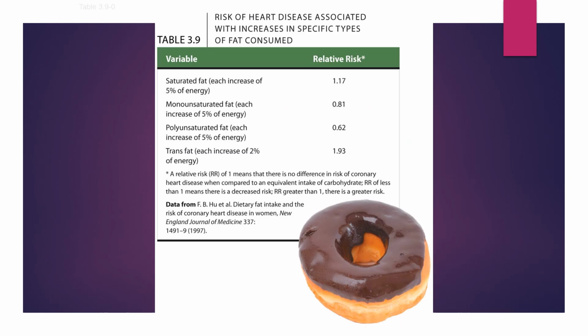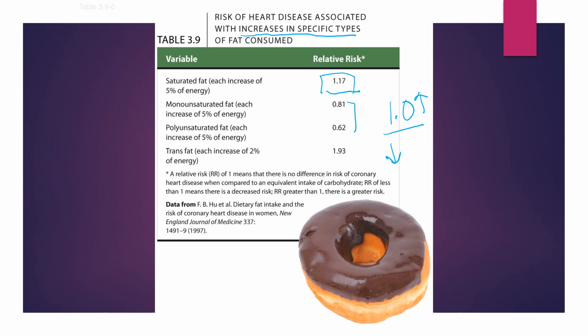And as I mentioned, the saturated fatty acids are associated with increased risk of coronary heart disease. And this just gives you relative risk. So the normal risk would be 1. Anything that is above 1 would be a greater risk, and anything that's below would be a lesser risk. So you can see that a diet higher in saturated fat increases the risk of heart disease.